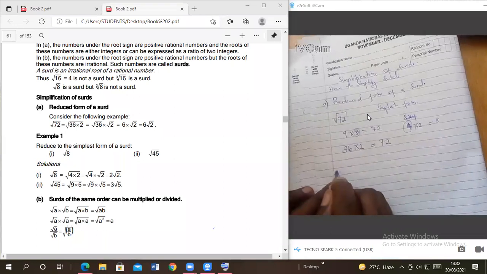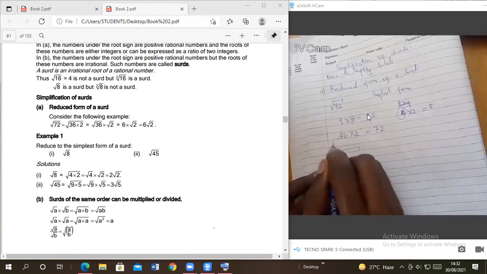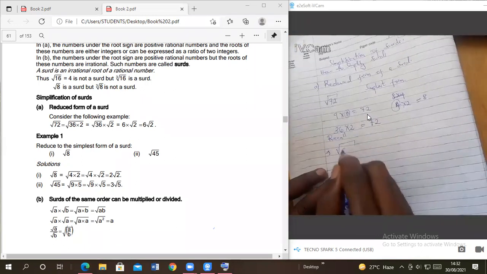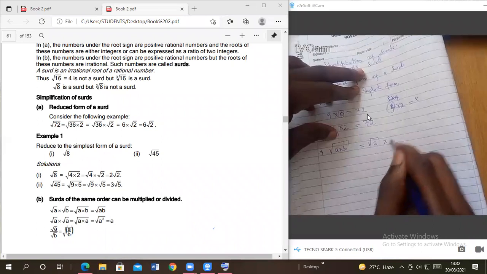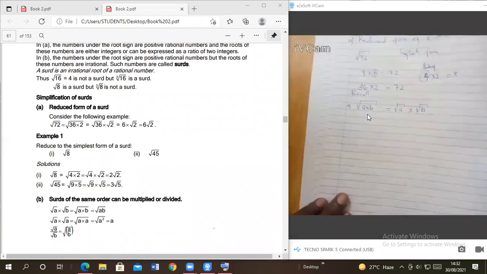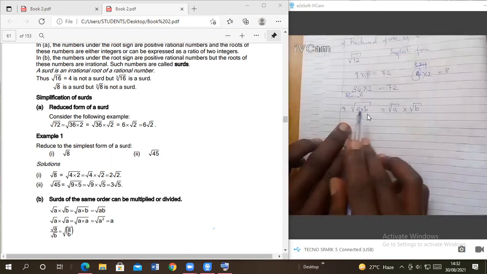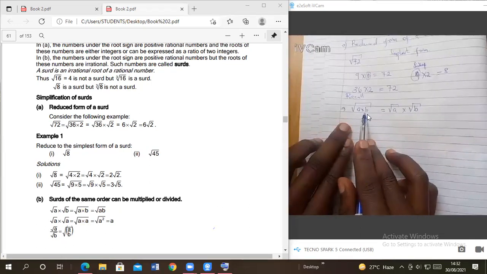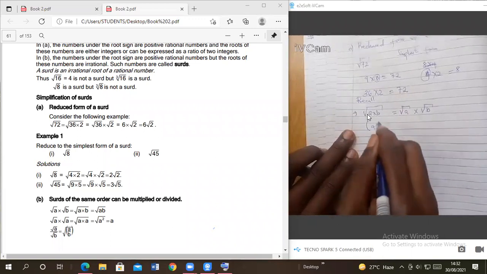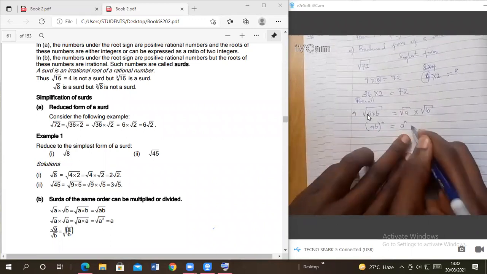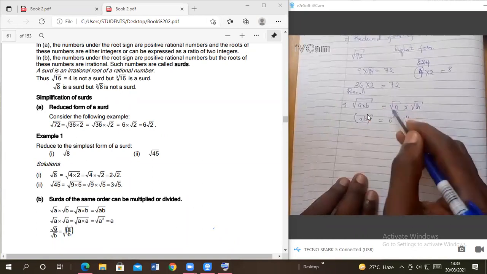So what you do, recall, if I have root of a times b, this is the same as root of a times root of b. Take note of that. Where are we getting this idea from? We are getting it from indices, where if I have ab to the power n, it is the same as a to the power n times b to the power n. In this case, our power is the square root.